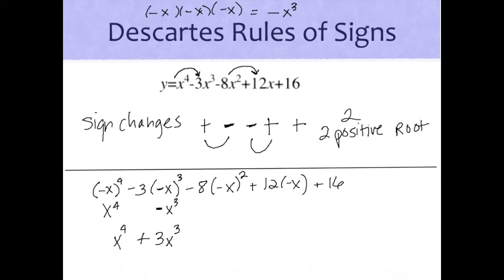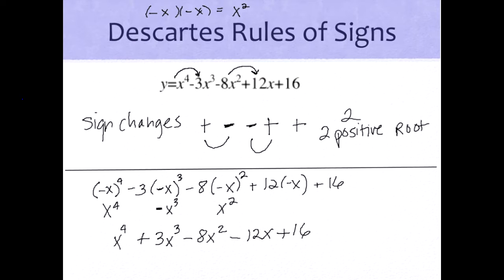Then over here, again, let's take a look at x squared. Negative x times negative x, well, what does that equal? Negative x times negative x is simply equal to positive x squared. However, we're still multiplying by a negative 8, which means that this is a negative 8x squared. 12 times negative x, that's pretty simple. That's going to be a negative 12x and then plus 16.